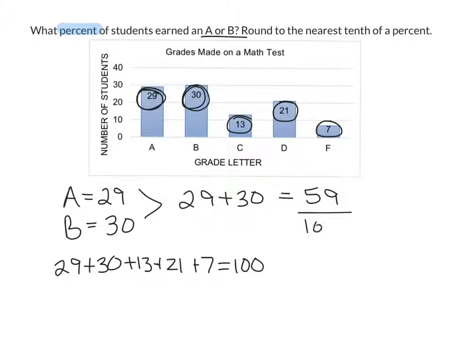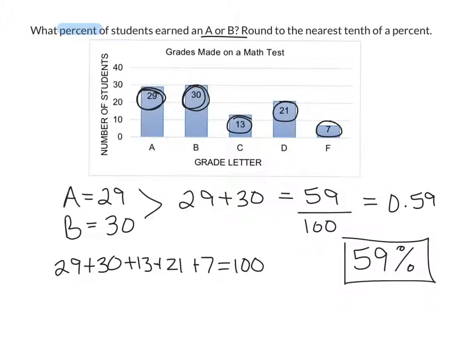So to find the percent of students that earned an A or B, we'll just take 59 and divide by 100. And 59 divided by 100 is 0.59. And to convert that to a percent, I'll multiply by 100 to get a final answer of 59%. So 59% of students who took the test earned an A or B.